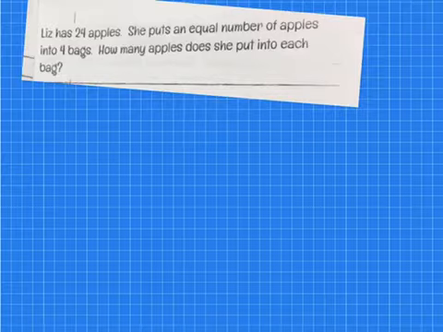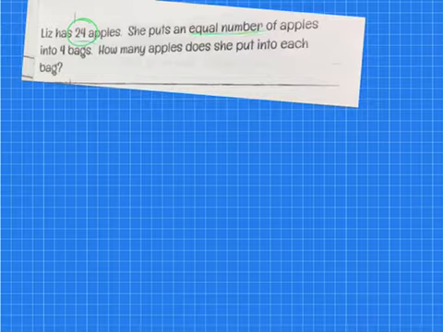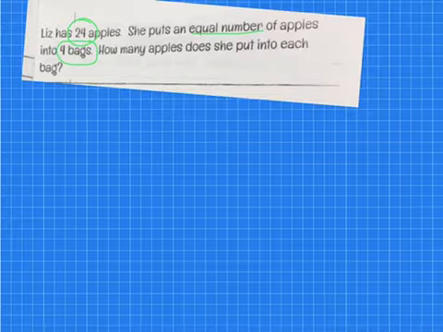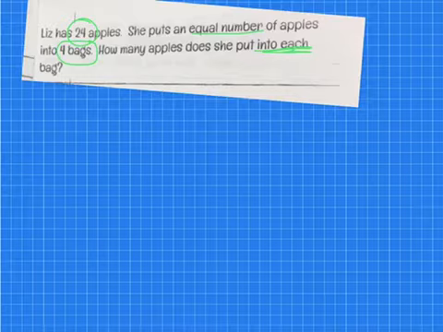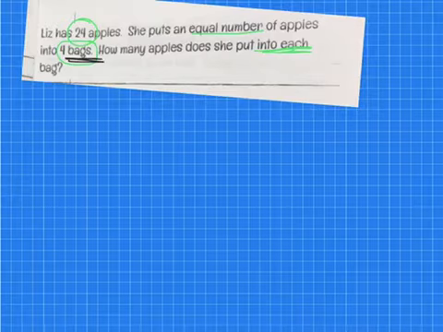So one of those is my unknown. So go back to your word problem. Let's see what we have. It says Liz has 24 apples. She puts an equal number of apples into 4 bags. How many apples does she put into each bag? Okay. What are your groups? Excellent. Your groups are your bags.